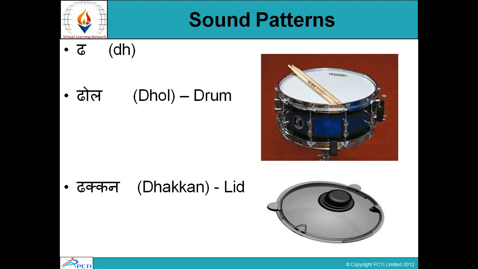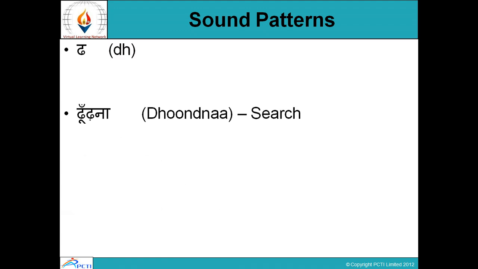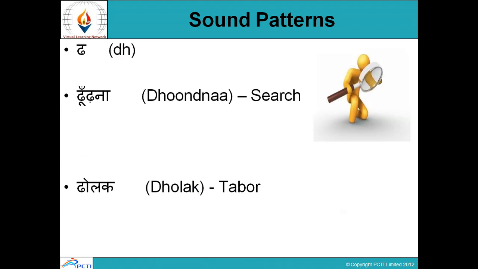Next is Dhakkan. Dhakkan is what? Lid. Lid may be of utensil, as you can see in the picture. Any kind of lid, cap is called Dhakkan. Maybe of a pen, maybe of a utensil, any kind of caps we have to cover the material, we call it as Dhakkan. The outer covering, we use it to protect it.